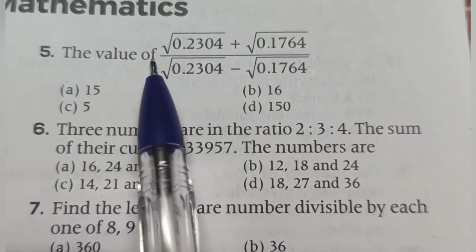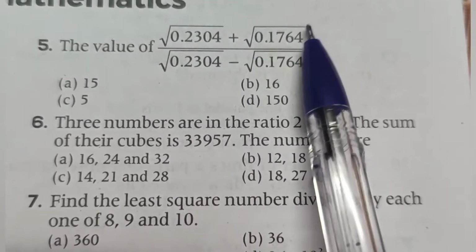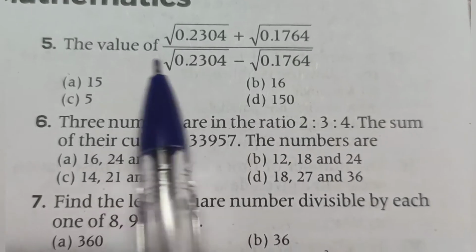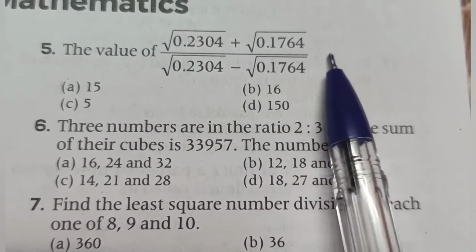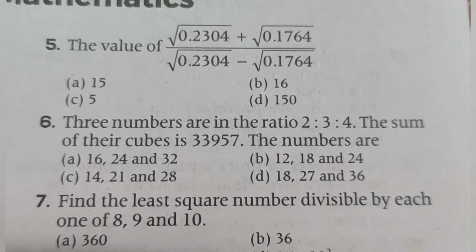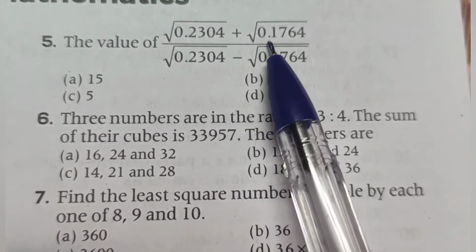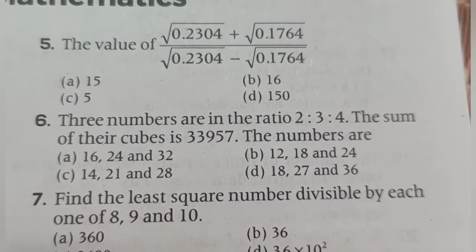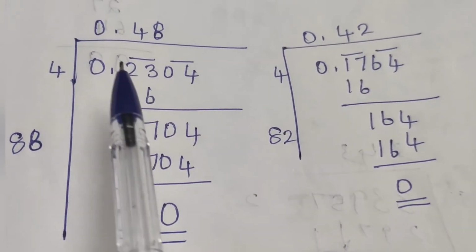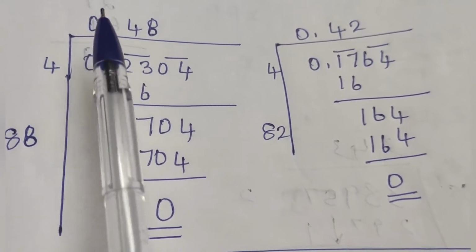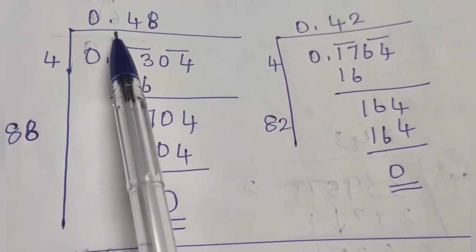Fifth question. The value of root 0.2304 plus root 0.1764 by root 0.2304 minus root 0.1764. First, let us find the square root of 0.2304 and 0.1764. Square root of 0.2304: I start after the decimal, so I put 0 point.